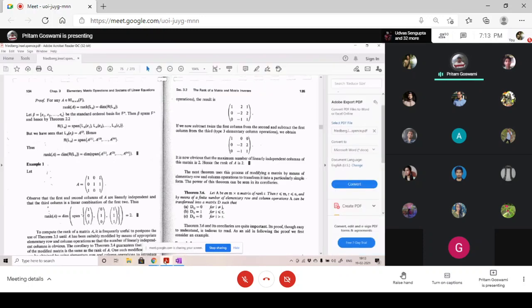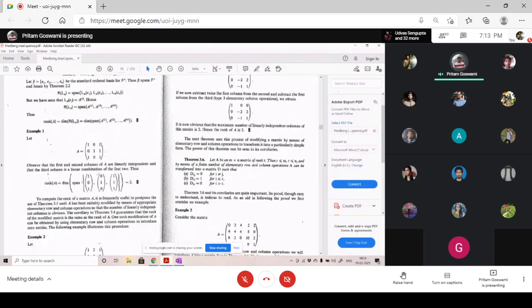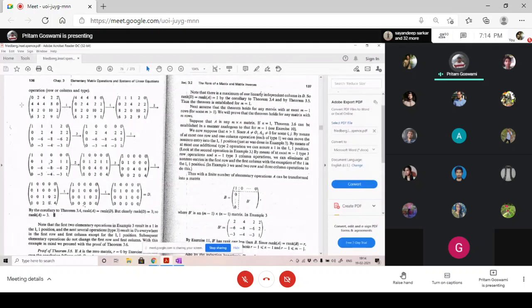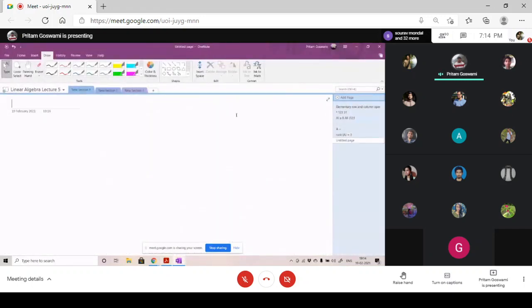Okay. Now, how to calculate rank? They have given a detailed procedure here, but I will just show you with a smaller matrix. I will be giving 2 examples. Suppose A is 1, 2, 3, 5; 2, 1, minus 1, 0; 3, 2, 1, 3. The question is, what is the rank of the matrix?